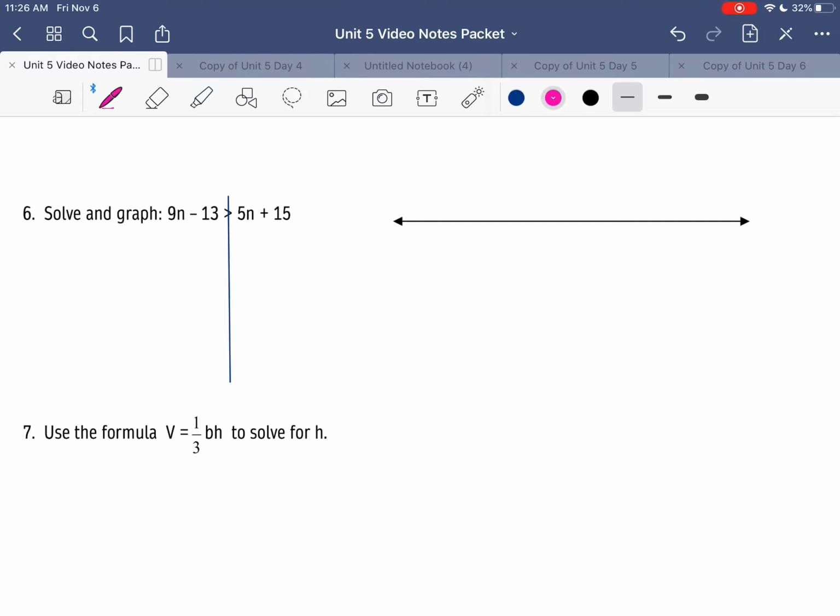So this is pretty neat. Nothing to combine, nothing to distribute. So I would immediately start by trying to move this 5n to the left side. That would give us 4n minus 13 is greater than 15. Now this is 2 steps. We would add 13 on both sides. So 4n is greater than 28.